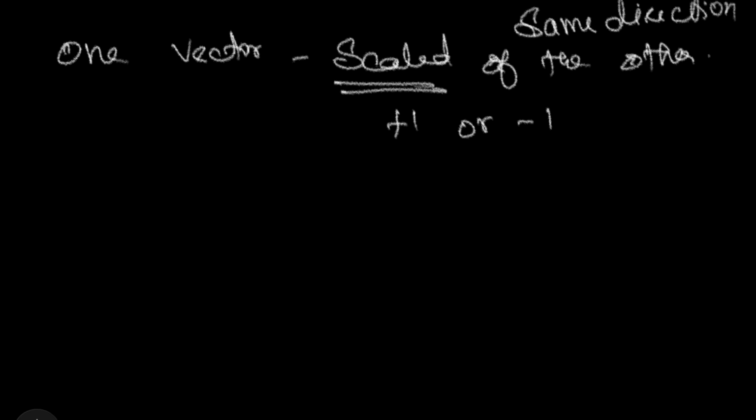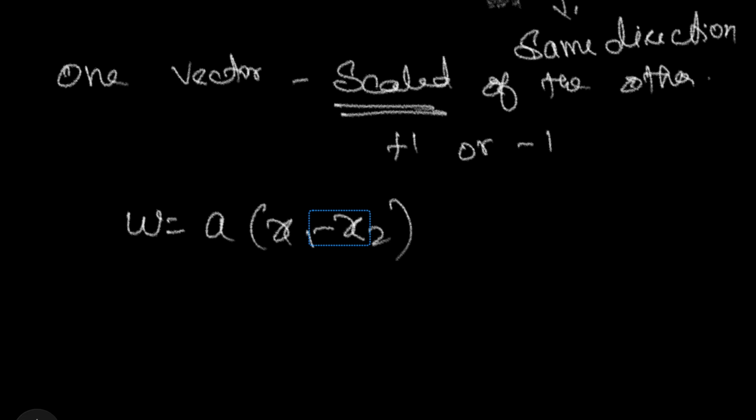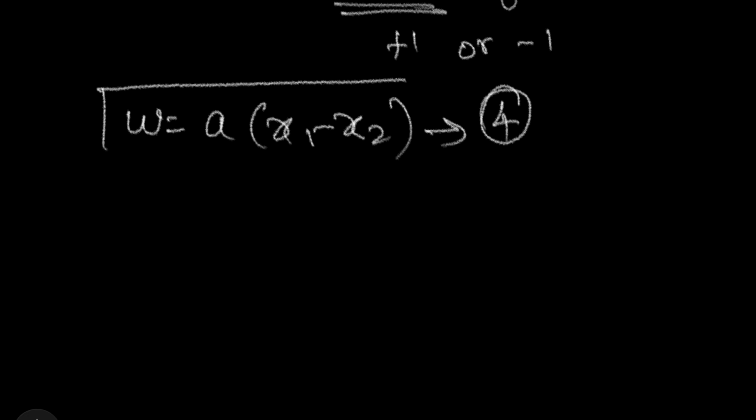So I write W equals a, which is nothing but a scaled version. I'm going to fix the scaling factor with the name a, into x1 minus x2. Since W and x1 minus x2 are moving in the same direction, I'm making W a scaled version of x1 minus x2, represented by a. I don't know the value of a yet, but I have to find it based on the given sample. So W equals a into (x1 minus x2), and this is equation 4.